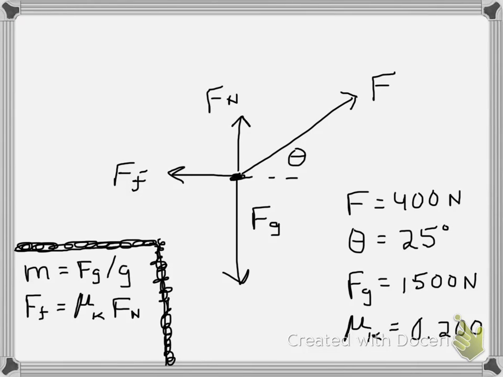In this problem, we have a 1500 Newton crate that is being pulled with a force of 400 newtons at 25 degrees above the horizontal. So I've drawn a free body diagram and given you the given information on the right side of the screen. There's the given.